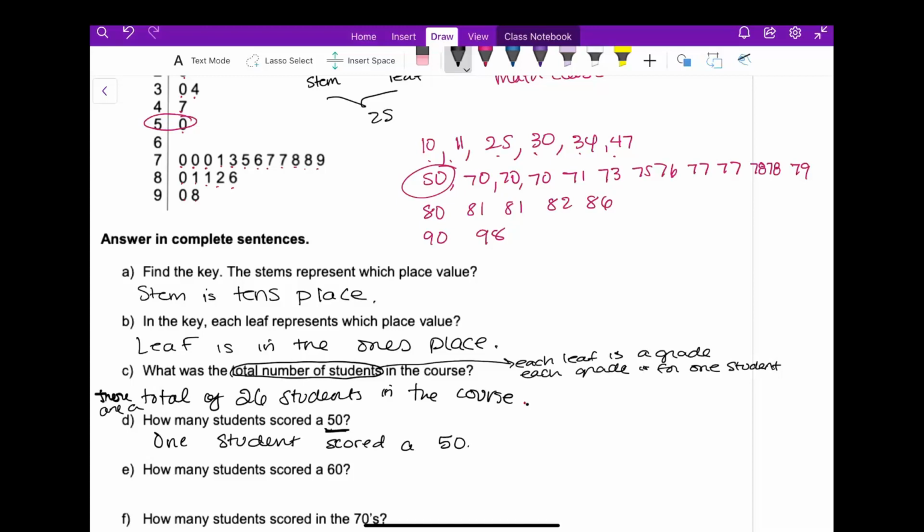How many students scored a 60? All right, so I come in here. First of all, let's look through my list. If you notice, there's no 60. And if you notice here, there's no number. Actually, I should say no leaf. That means nobody scored a 60 exactly.